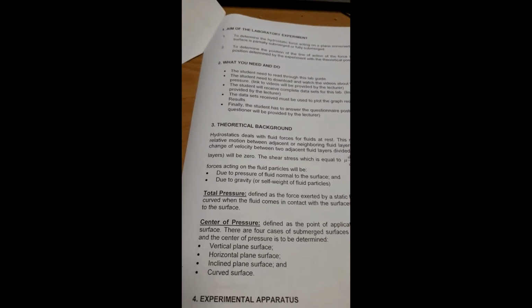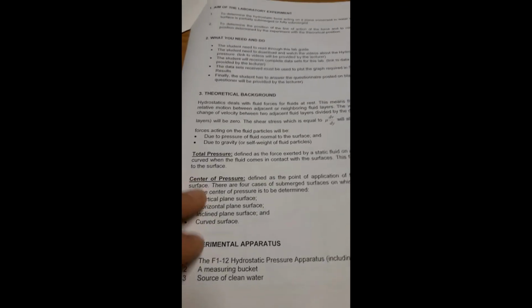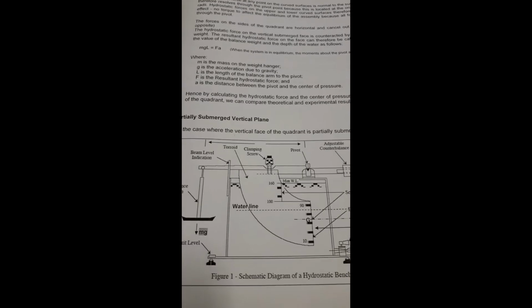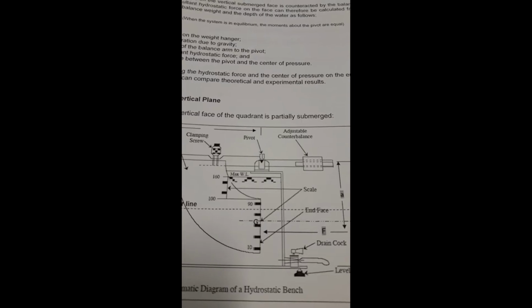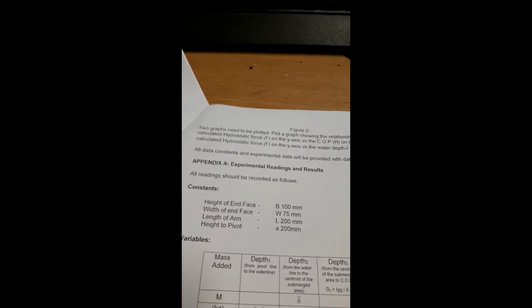Next, the theoretical background explains what the experiment is all about. Then the experimental apparatus, and there is a picture of the apparatus showing you all the heights and how the apparatus works, with a description of that. And then the experimental procedure is explained, and then the results. In the results, two graphs need to be plotted, and it explains exactly what needs to be done.